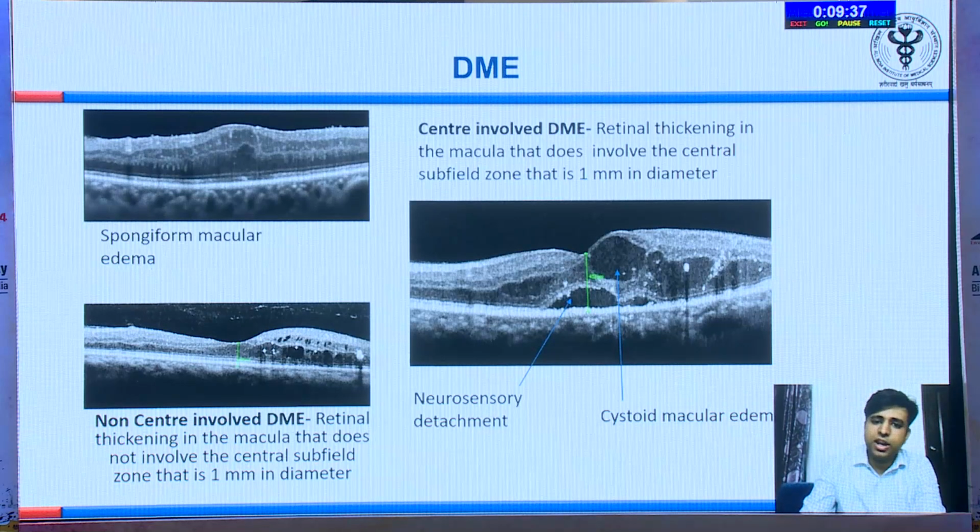So diabetic macular edema can be classified morphologically with the help of an OCT. In spongiform macular edema, there is diffuse thickening of the retina with loss of foveal contour. Then there is cystoid macular edema, which is characterized by the presence of cysts in the retinal tissue, which might be accompanied with a neurosensory detachment. On the basis of location of macular edema, it can be classified either as center involving DME or non-center involving DME. If the retinal thickening is present in the central 1 millimeter subfields, then it is called center involving diabetic macular edema, as seen in this image.